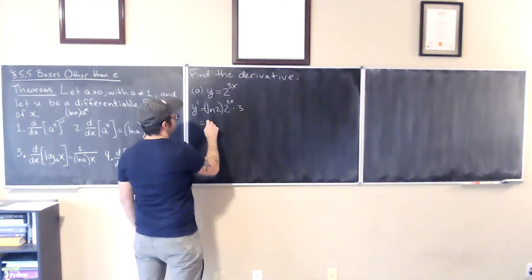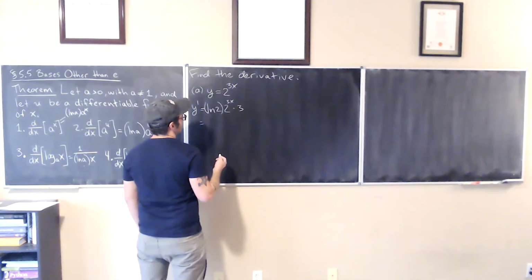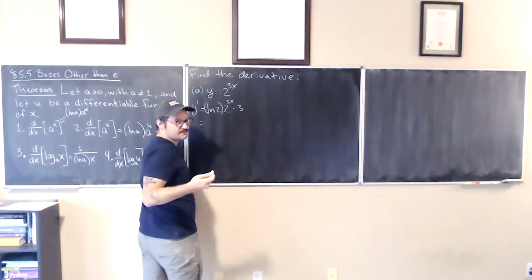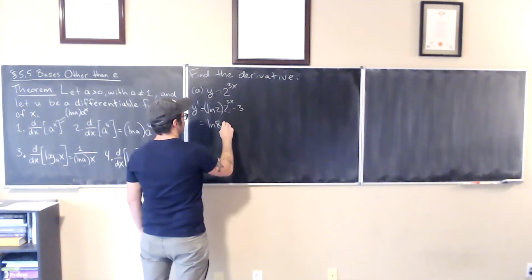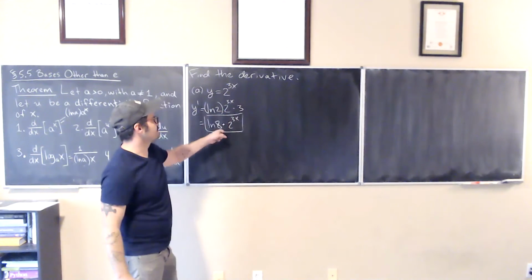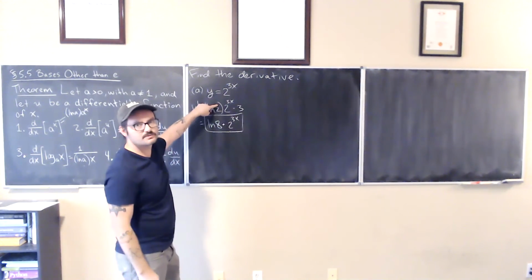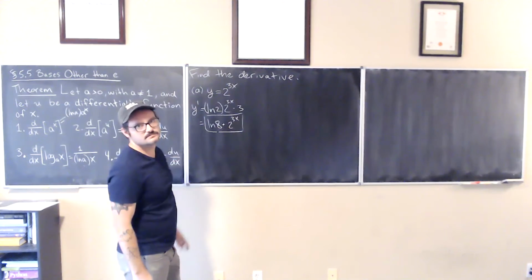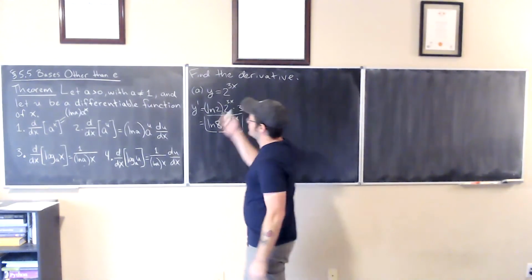A cleaner way to write this would be to move the 3 over here, and then you can bring it up as a power. So you really could write this. Hopefully you can see how to get the notation there. 3 times natural log of 2, bring the exponent up, 2 to the power of 3 is 8. So natural log of 8 times 2 to the power of 3x.